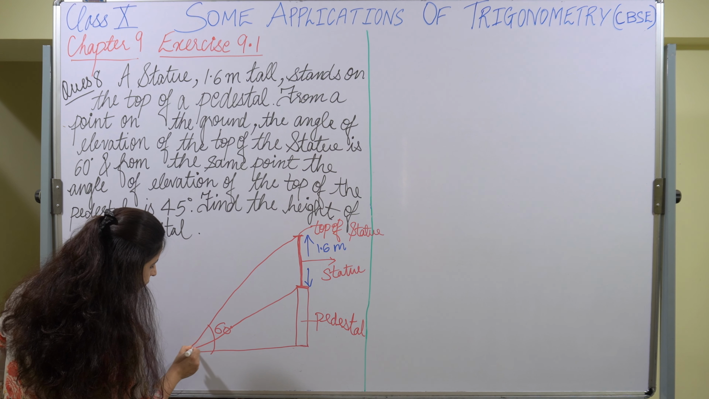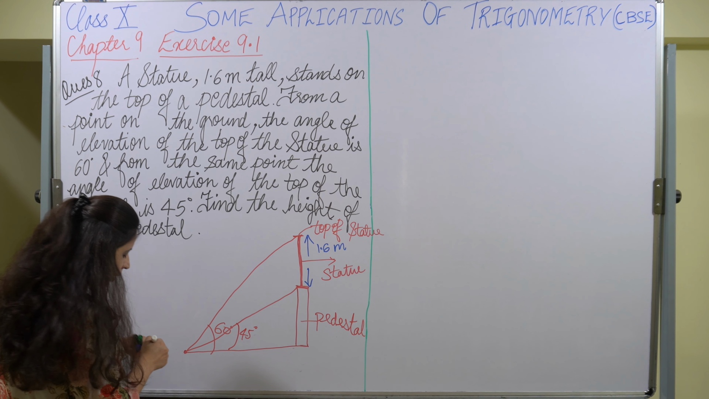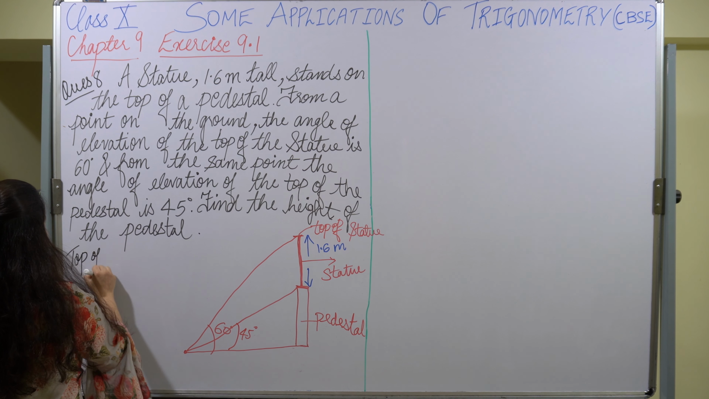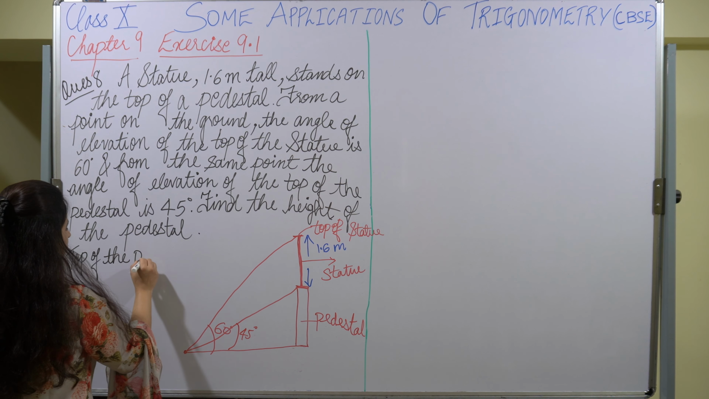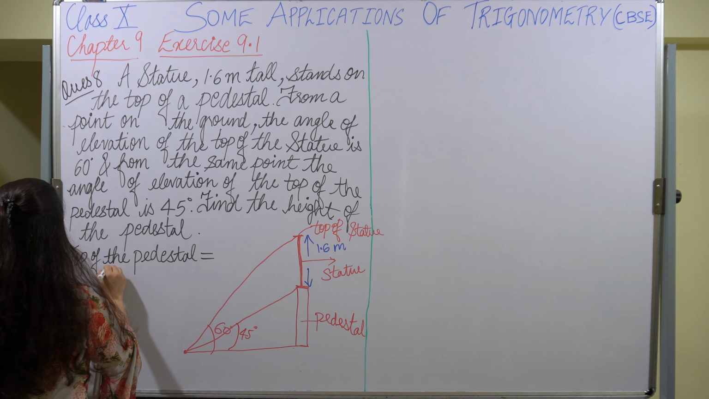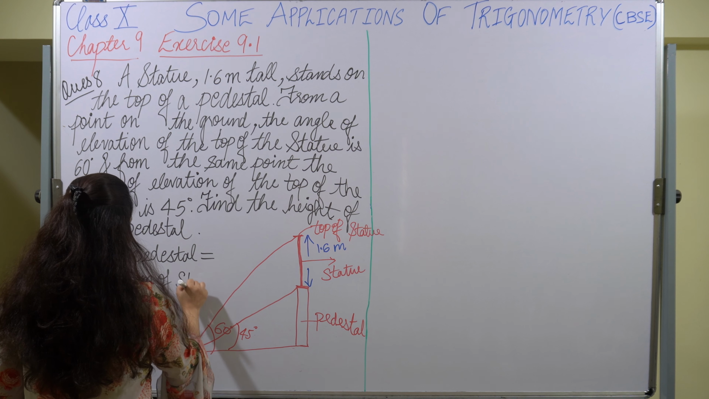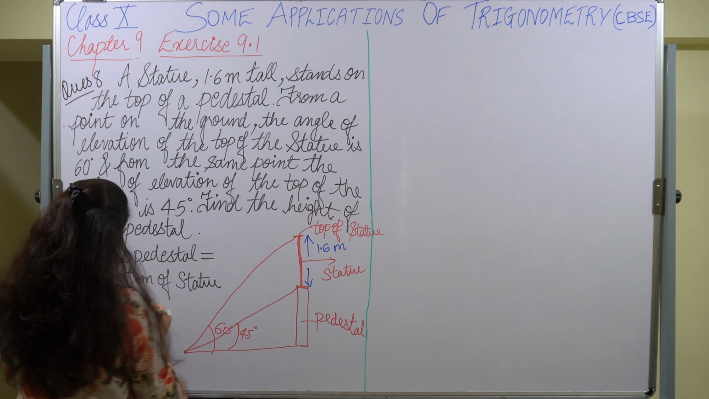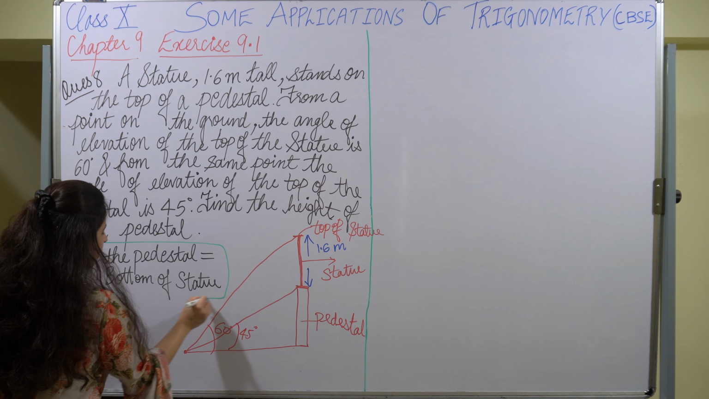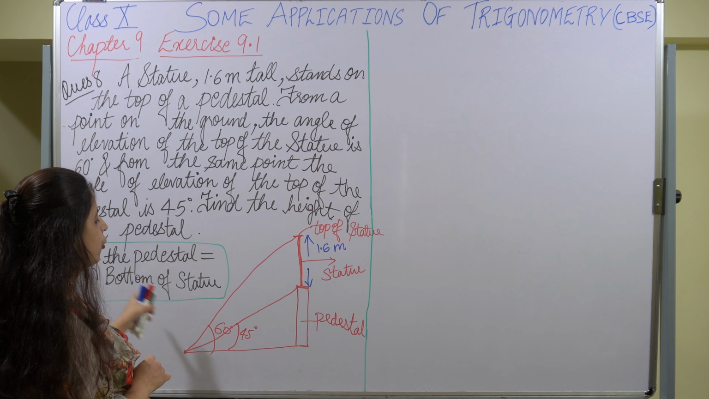So this is 45 degrees. You can write over here, top of the pedestal is equal to bottom of statue. Okay, this is one important concept. Now we need to find the height of the pedestal.